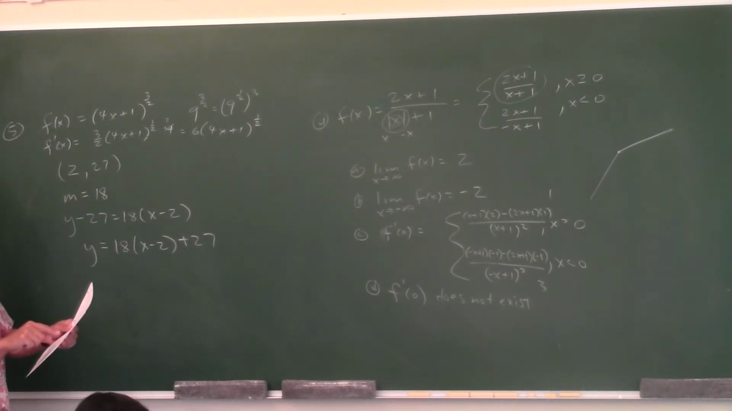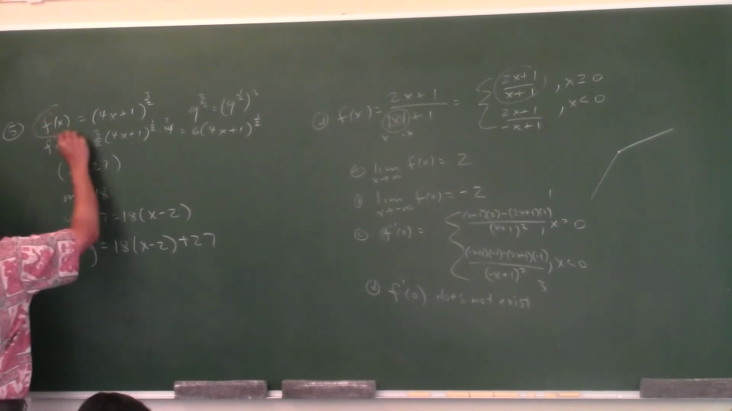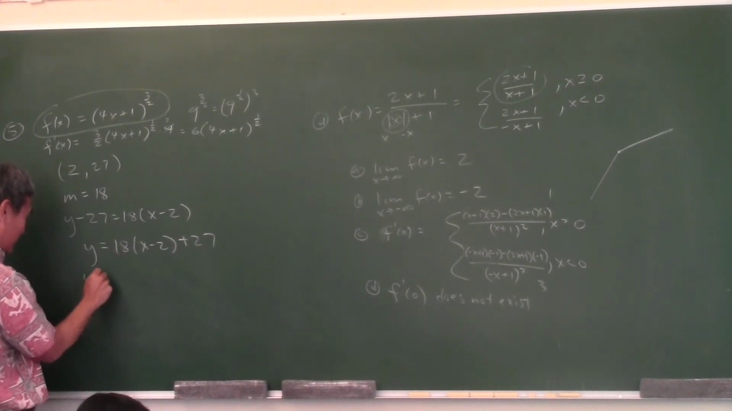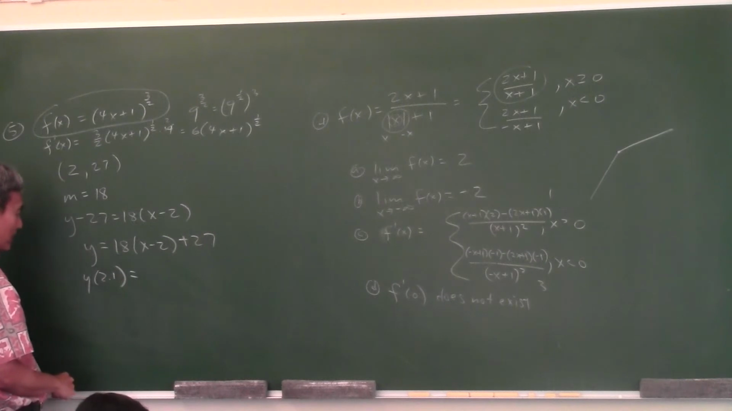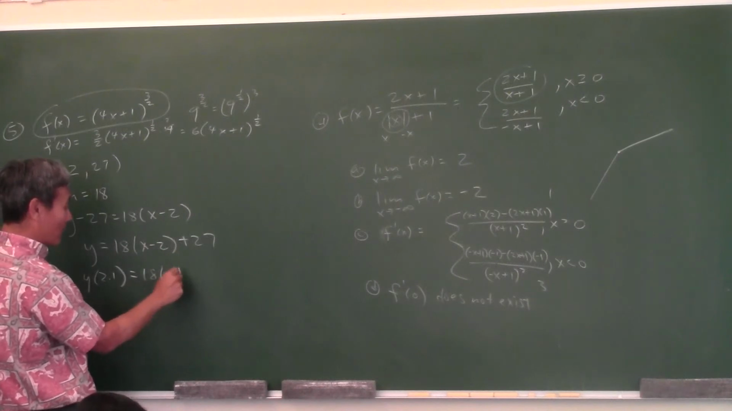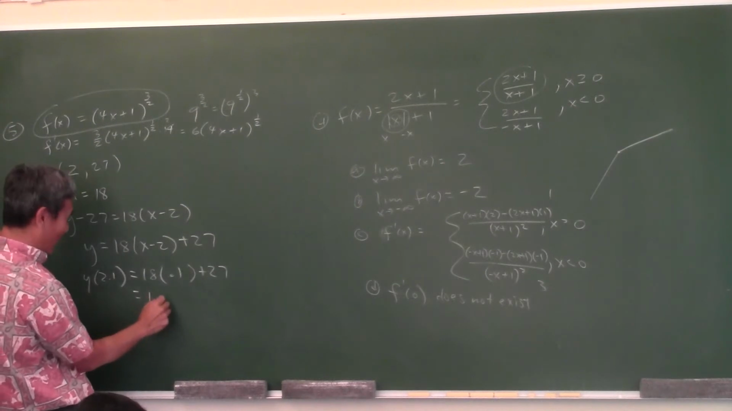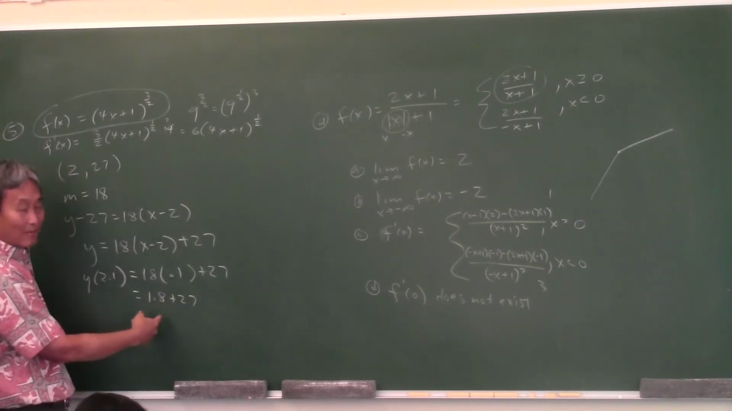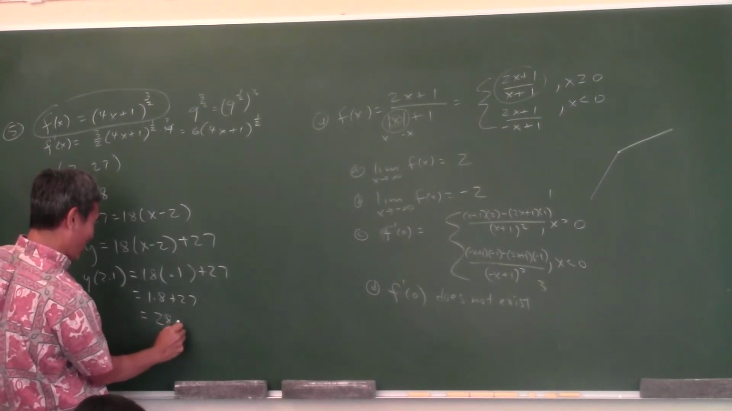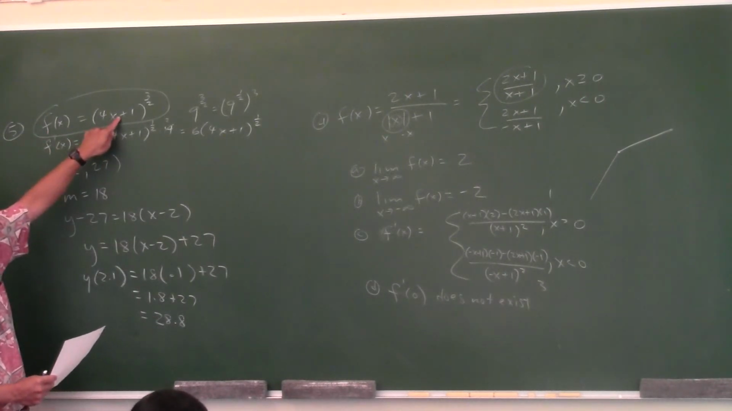Okay, now, use your result to estimate f of 2.1. Well, instead of plugging in 2.1 into this ugly function here, you plug in 2.1 into the equation of the line, like this. Because look how easy this is. 18 times, what's 2.1 minus 2? 0.1. That's why you leave it in that form. Plus 27. What is 18 times 0.1? 1.8 plus 27. Now, of course, on the AP exam, you could just leave your answer like this, but come on, you're allowed it. So 28.8. So that would be a pretty good estimate of what I'd get if I plugged 2.1 into this.